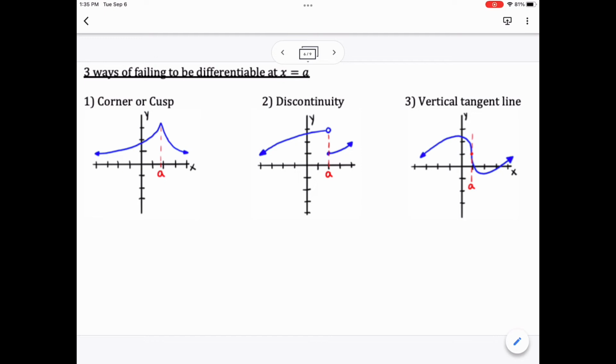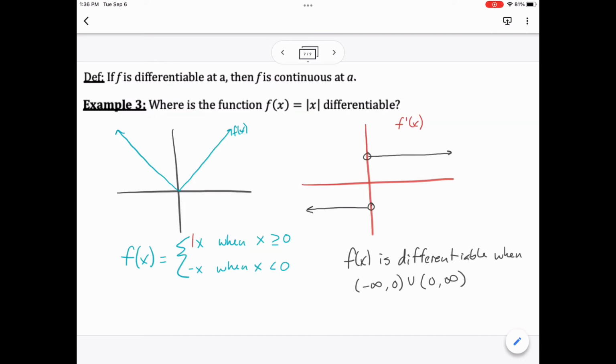For number 2, it's obviously discontinuous there, so they do not have the same limit, heading to different spots at the value of a. And then also for number 3, here you have a vertical tangent line because of how it is. It is still a function and is still continuous, but because of how the line kind of curves down like that, at a particular point of a, it will become a vertical asymptote. So our slope is undefined, so it's not actually differentiable there.